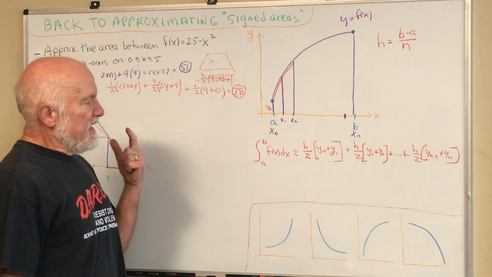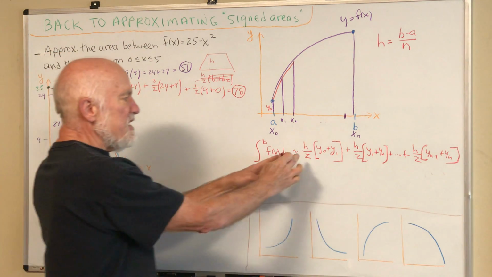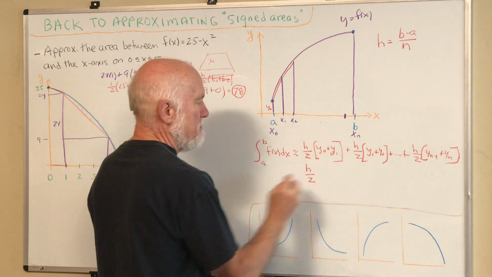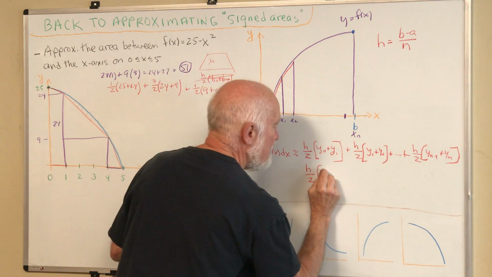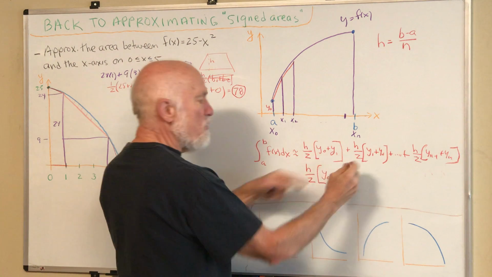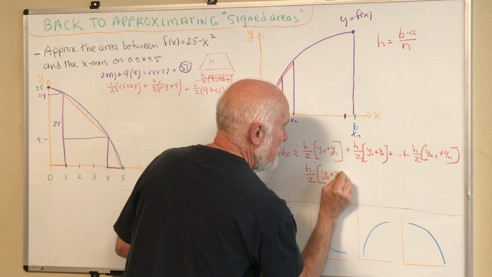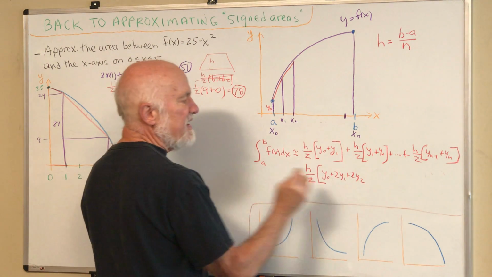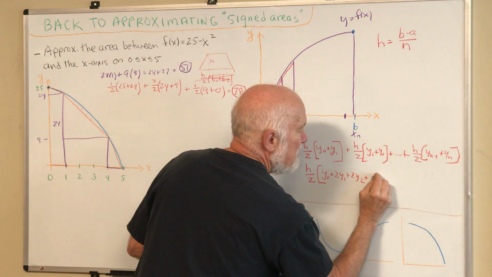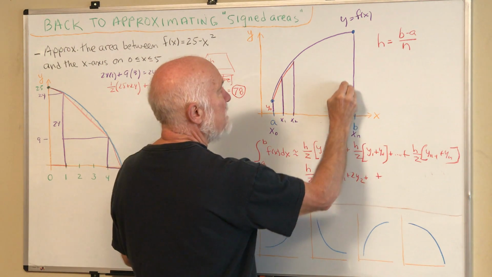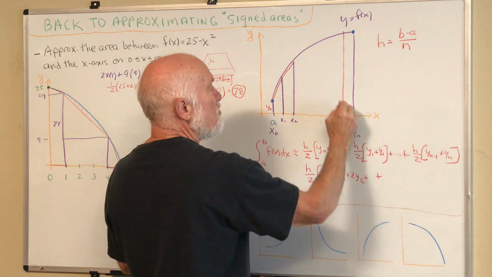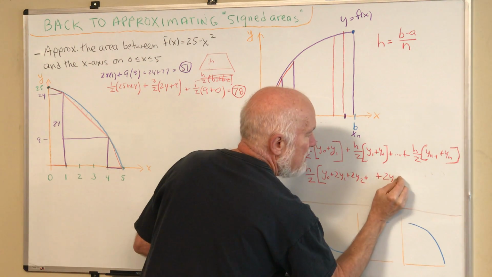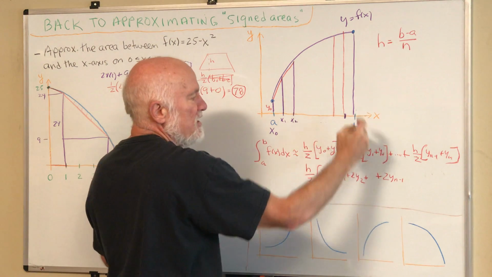So, can we simplify this? Well, every term has an h over 2 in it. And then what do we have? We have y0, and then we have two y1s. And then there's going to be two y2s. In fact, there's going to be 2 of every side. Even y sub n minus 1 gets used in this trapezoid and the one just before it. The last one only gets used in one trapezoid.